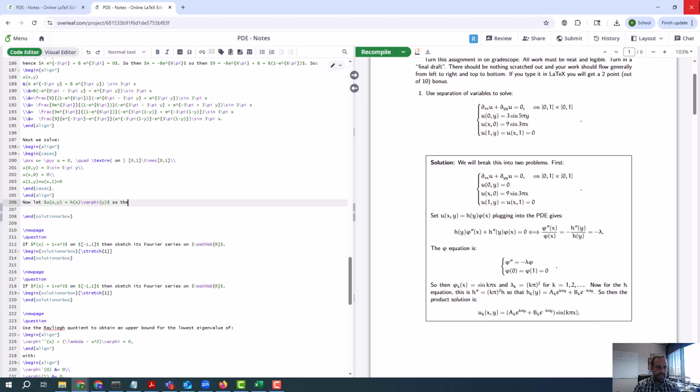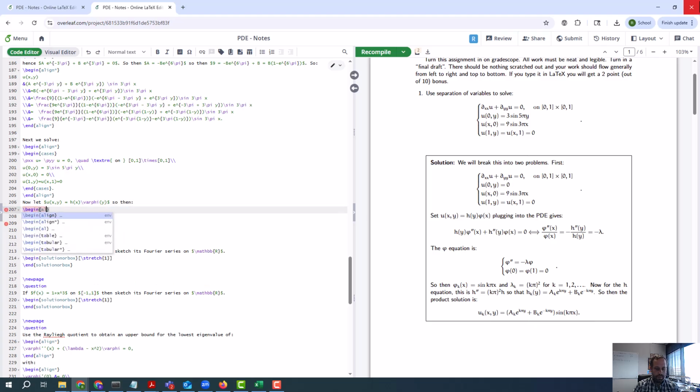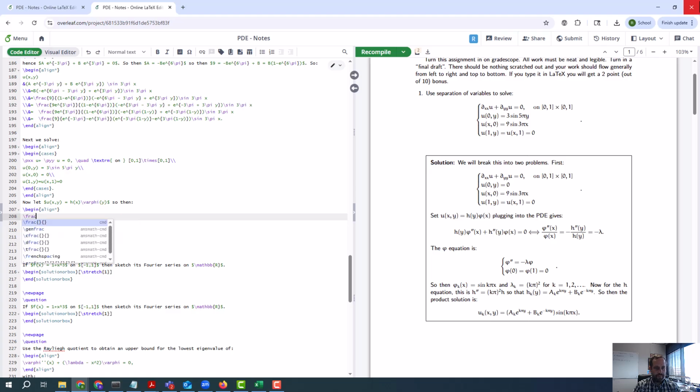And I'm going to just abbreviate this. Okay, so we're going to get h double prime of x over h of x equal to minus phi double prime of y over phi of y. We're just plugging in, separating, solving just as normal. And then this is equal to minus lambda.